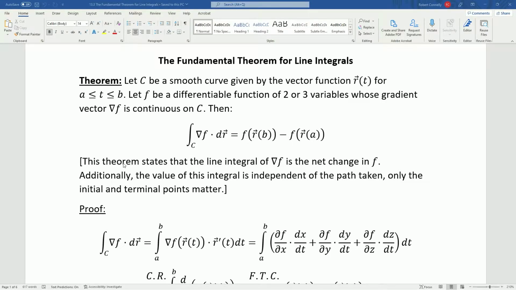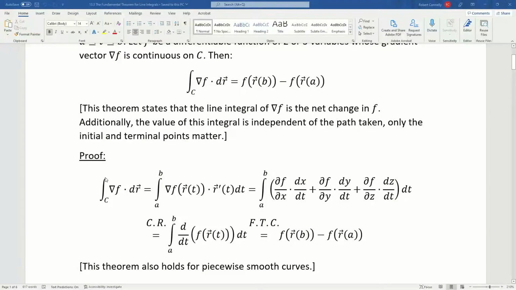So this effectively states that the line integral of the gradient of f is the net change in f. Additionally, the value of this integral is independent of the path taken, and only the initial and terminal points matter. Okay, so let's take a look at the proof for this.